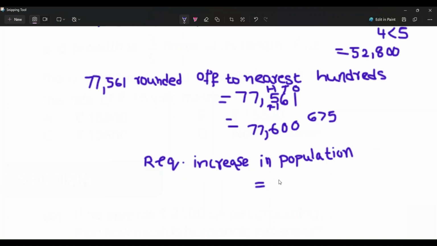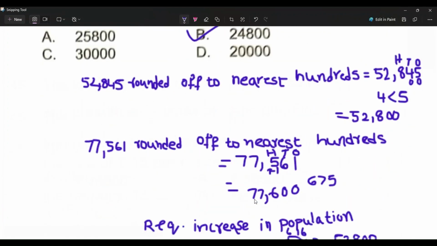Required increase in population is equal to 77,600 minus 52,800. This is equal to 0 minus 0 is 0. 0 minus 0 is 0. 6 minus 8 will not go. So take a borrow. It becomes 16. 16 minus 8 is 8. 1 went borrow. So it becomes 6. 6 minus 2 is 4. 7 minus 5 is 2. So 24,800 is the answer, children. Option B is the right answer, children.